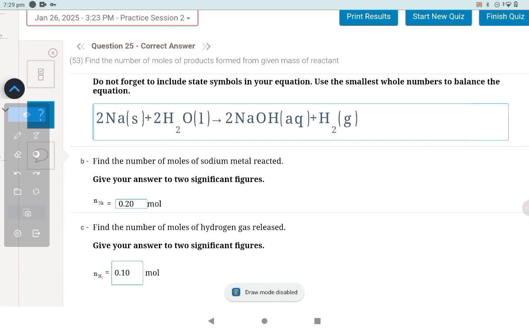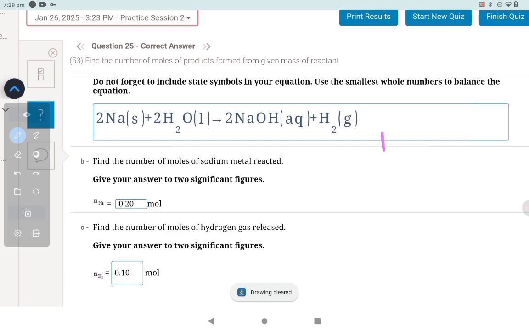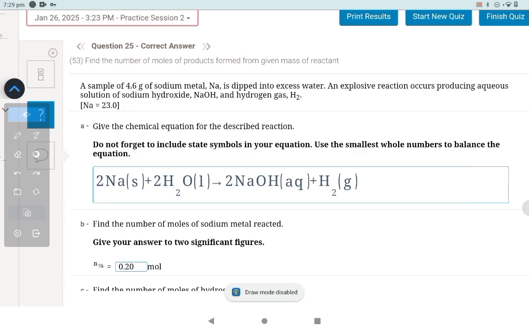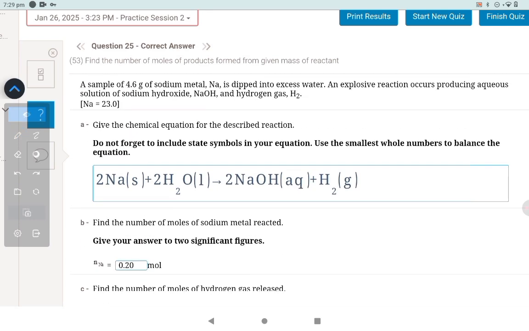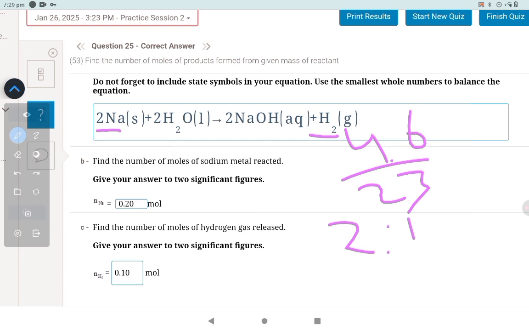Find the number of moles of sodium metal reacted. We have 4.6 grams, and 23 is the molar mass. So 4.6 over 23, you get 0.2. Find the number of moles of hydrogen gas released. The ratio is 2 to 1, so 0.2 to 0.1. When you cross multiply you get 0.1.